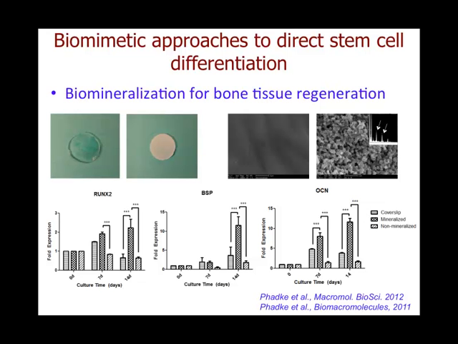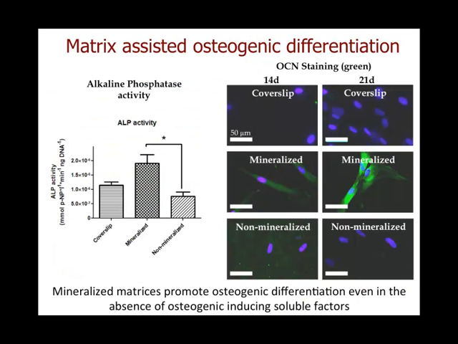This is with the bone marrow derived human mesenchymal stem cells, and you can see that they upregulate Runx2, bone protein and osteocalcin, the markers of osteogenic differentiation. We look at biochemical assays, and you can see they upregulate ALP activity, and also in the mineralized, or biomineralized, material they express osteocalcin, which you do not see otherwise.